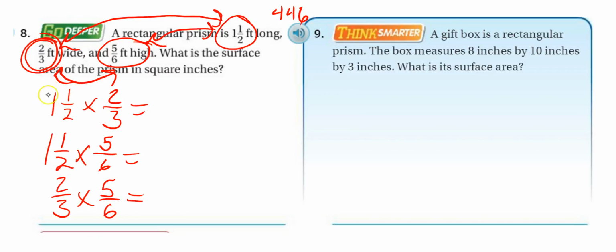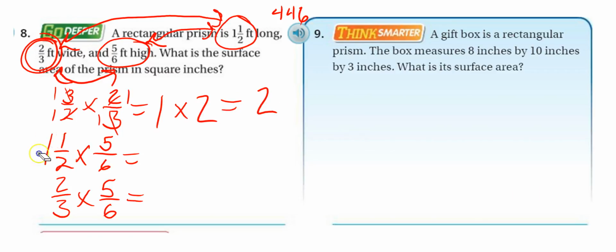This is going to be 3/2 because 1 whole would be 2 halves, and then 2 halves plus 1/2 would be a total of 3 halves, or 3/2. I can cross simplify that. 1, 1, 2 goes into 2 one time, 3 goes into 3 one time, so that's just 1. And then I got to multiply it by 2 because there is a right and left side, so that's 2.